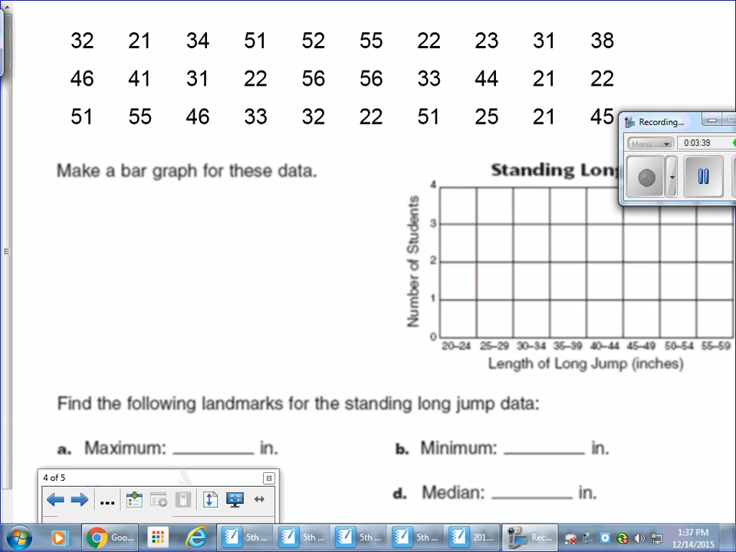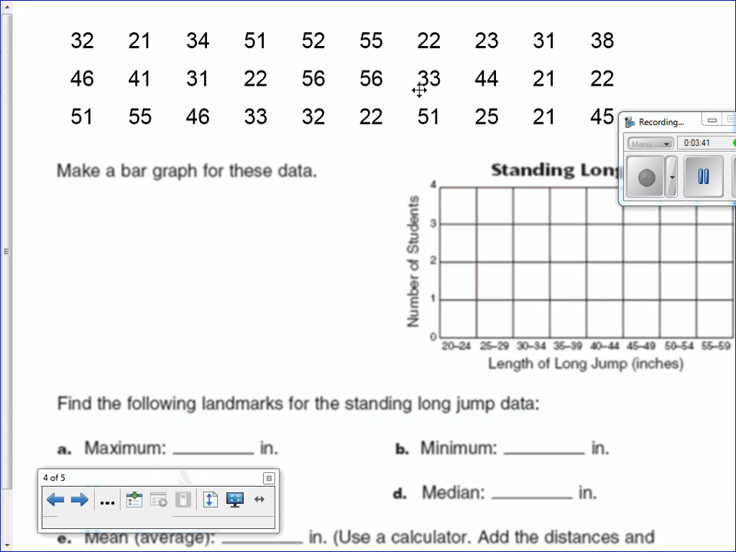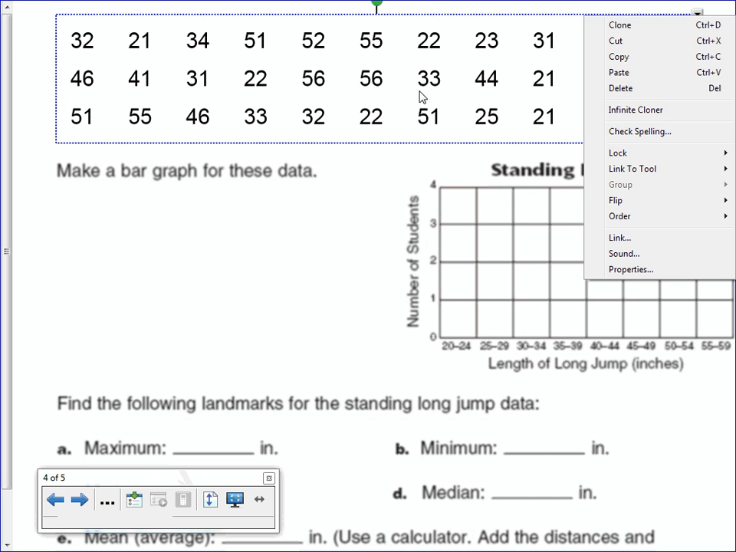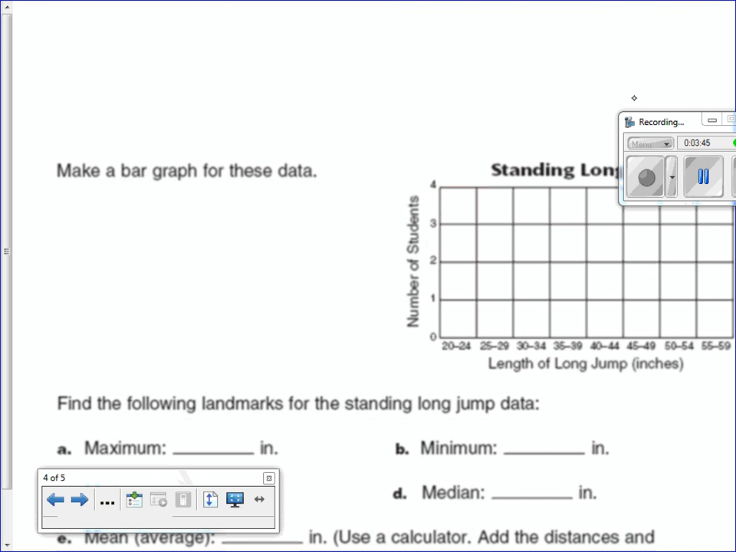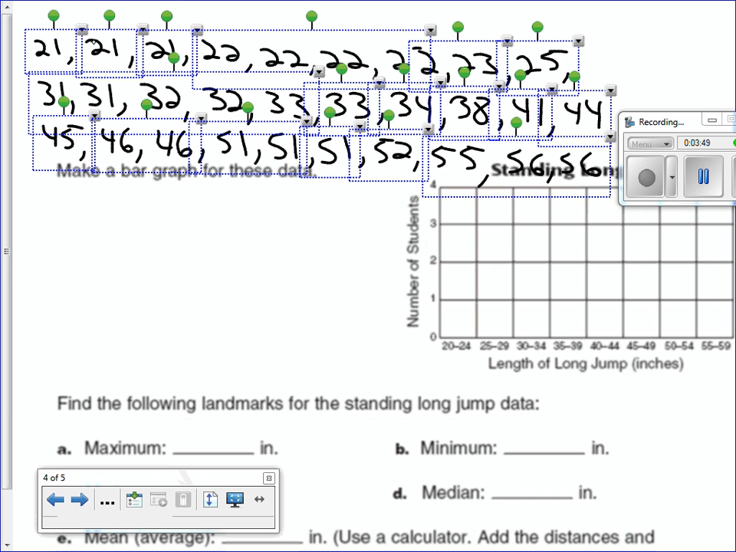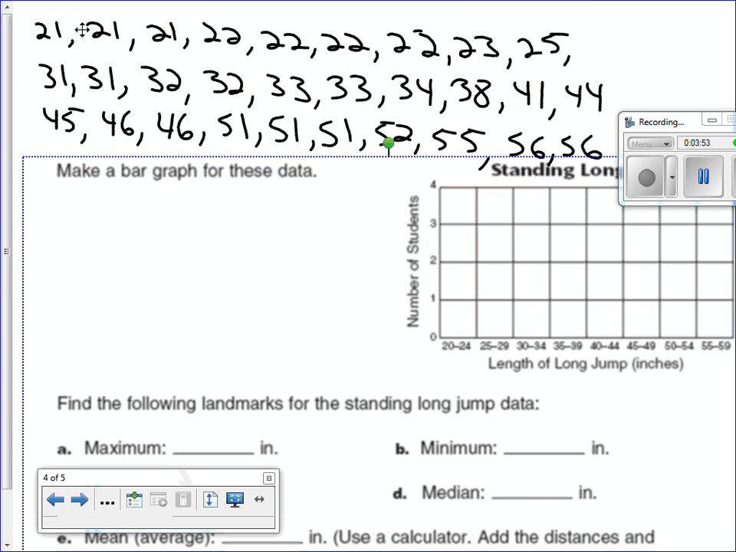Here's one reason to hang on to your scratch paper. So here's all those same numbers. I'm going to take these numbers. I'm going to get rid of them. And I'm going to take my numbers from the previous page. So here's my scratch paper, like what you would have, okay? So we're going to work with these numbers here. So I'm going to make a bar graph here.